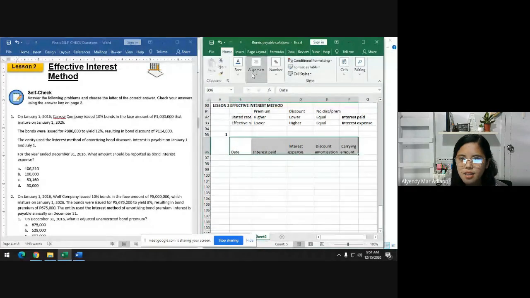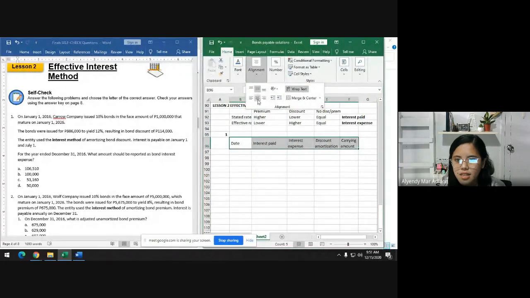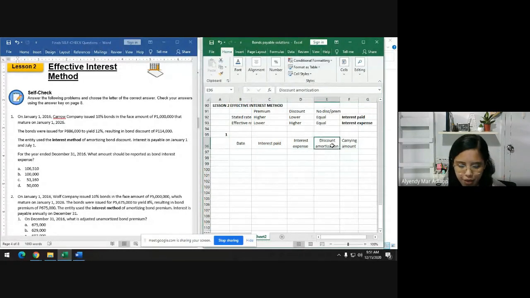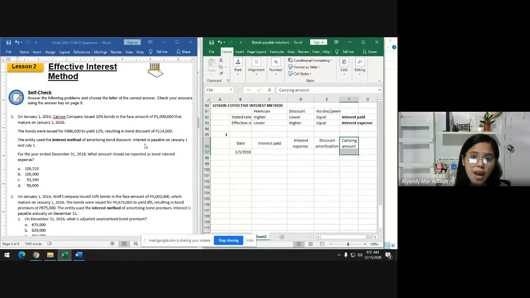Okay, so the date, the interest paid, interest expense, discount amortization or premium amortization, and carrying amount. So for the date, we will start with January 1, 2016. On January 1, 2016, how much is the interest paid, interest expense, discount amortization, and carrying amount? How do we compute for the carrying amount? Face value plus premium or minus discount and then minus bond issue cost. And then we will get the carrying amount.